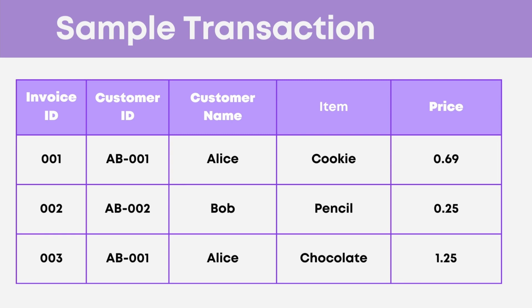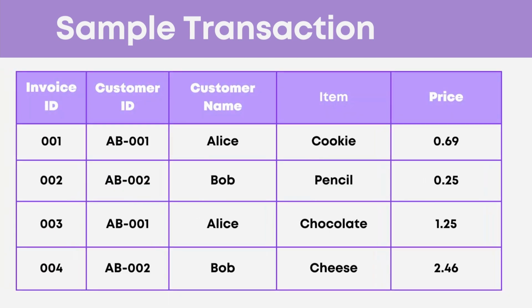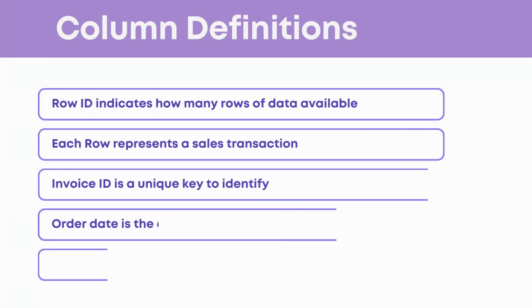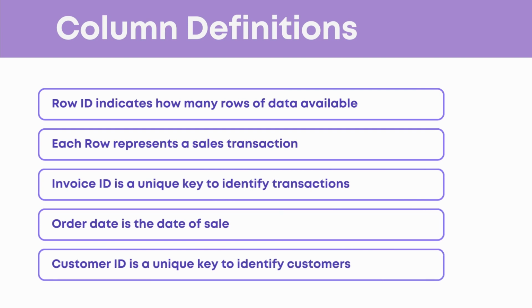Because Alice is a registered customer in the system, it doesn't need to create a new customer ID again. So now, can you tell me what will happen if Bob comes again and buys a packet of cheese? The system will generate a new invoice ID because it's a new transaction, but it will use the same customer ID generated earlier to identify Bob. Now that we know how unique IDs work in the database, let's get back to our dataset.